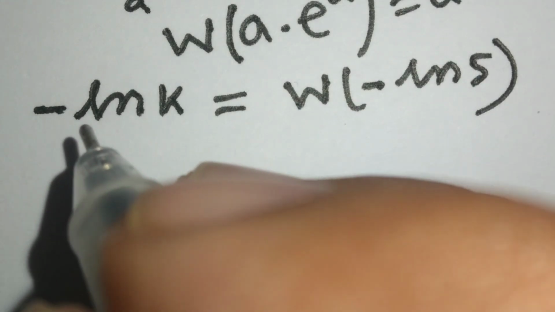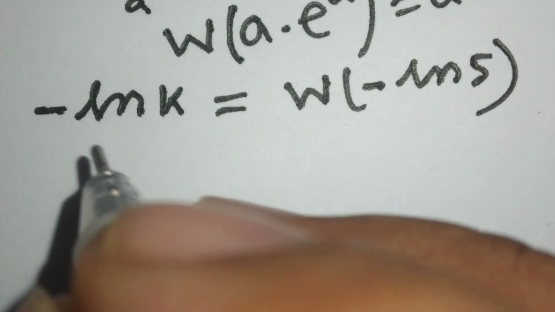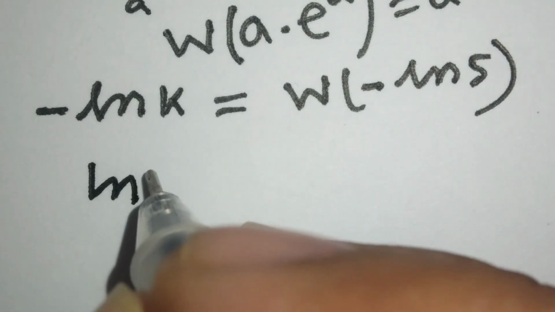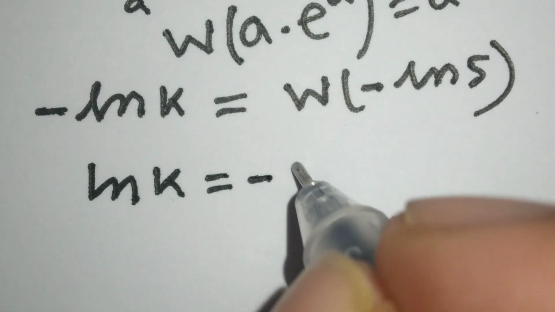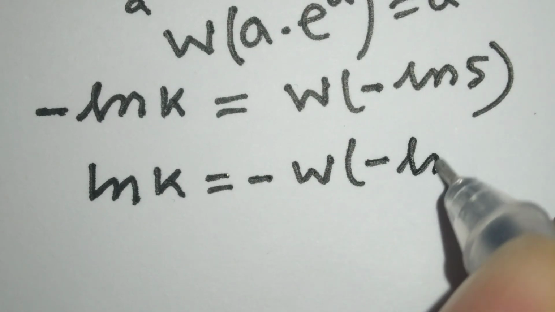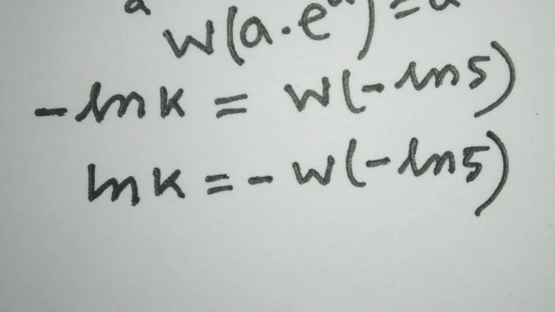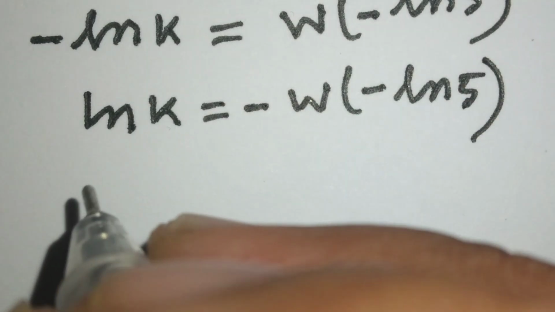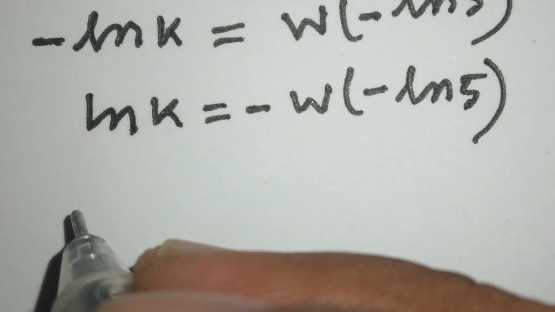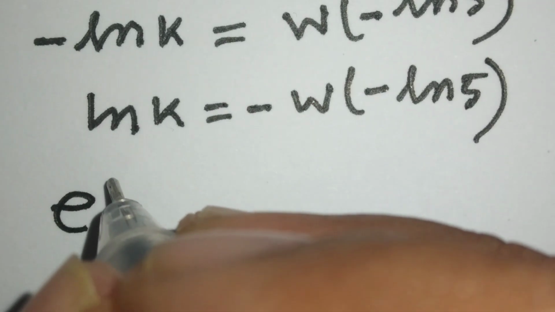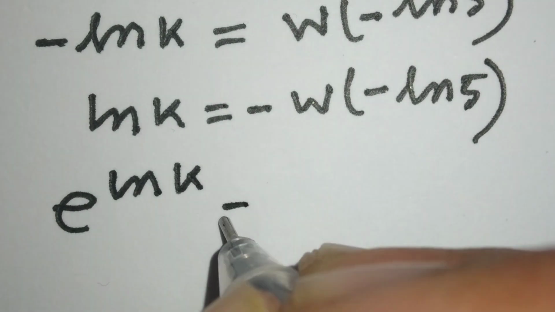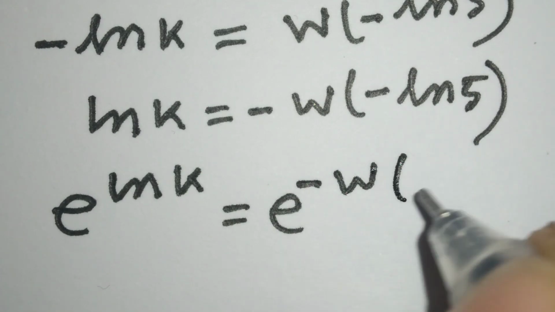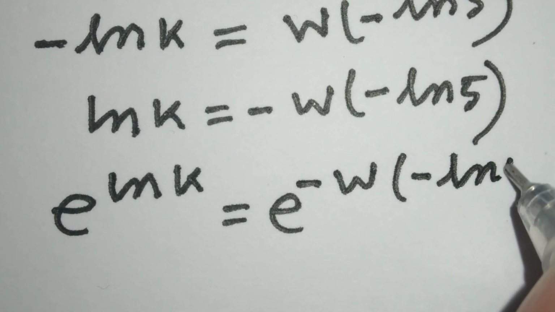Now we will multiply by a minus sign on both sides. Here the minus sign becomes a plus sign. So ln k is equal to minus W of minus ln 5. Now we will take the exponential e on both sides. Here we can write e to the power ln k is equal to e to the power negative sign W of minus ln 5.